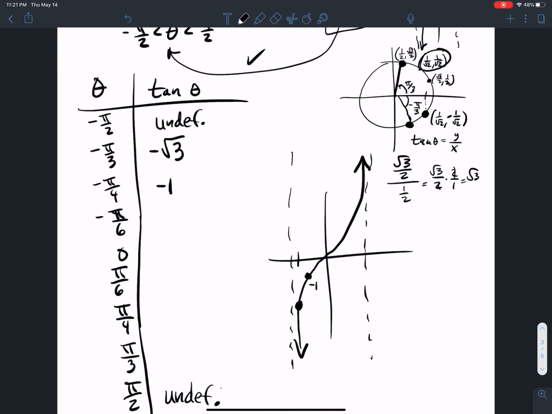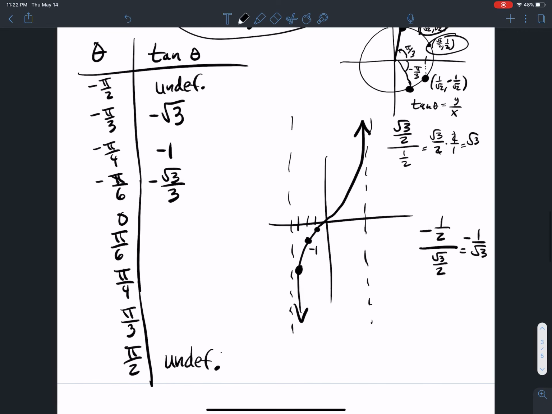Okay? And then if I plug in negative pi over 6, I'm going to get negative square root 3 over 3. Where did that come from? 1/2 divided by negative square root 3 over 2. Actually, I think it's negative 1/2 divided by that other one. So keep change flip gets me negative 1 over square root of 3, which when you simplify, you get negative square root 3 over 3. 0 is 0. And then now it just becomes positive. So square root 3 over 3, and then positive 1, and then positive square root 3.